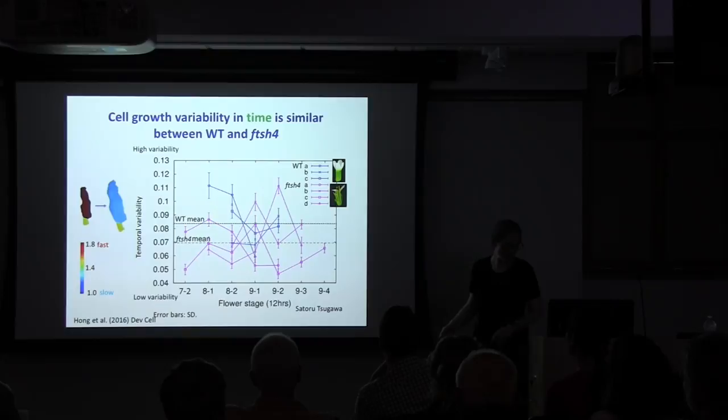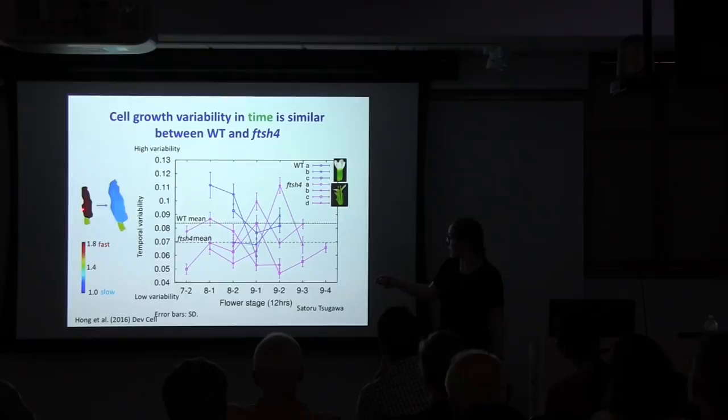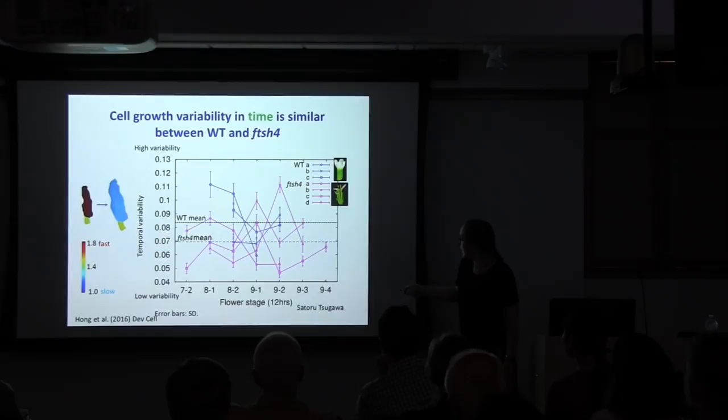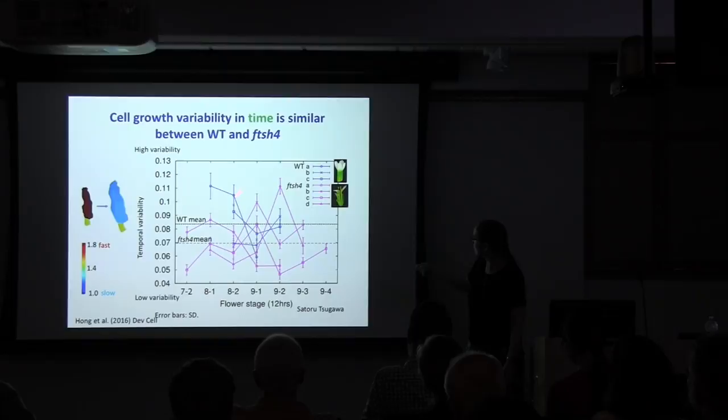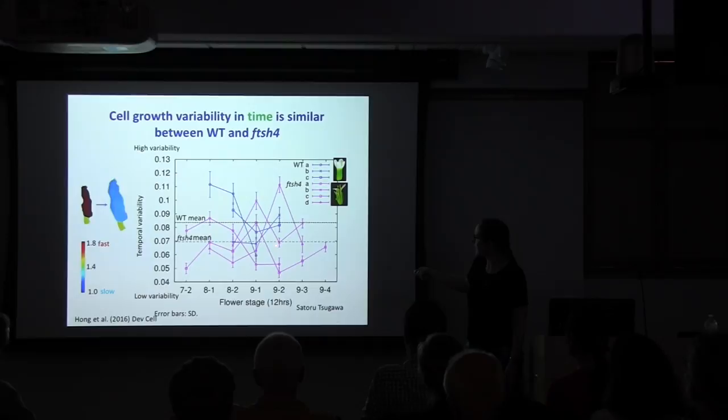So we look at a cell, and how much does its growth rate change at the next time point? So this one changes a lot, and this one changes very little. And then we see that wild type and mutant are largely overlapping. So there's high variability to low variability on the y-axis and time on the x-axis. You can see that the blue wild type and the pink mutant, maybe the mutant's a little less variable, but they're overlapping enough that we'll call it even.